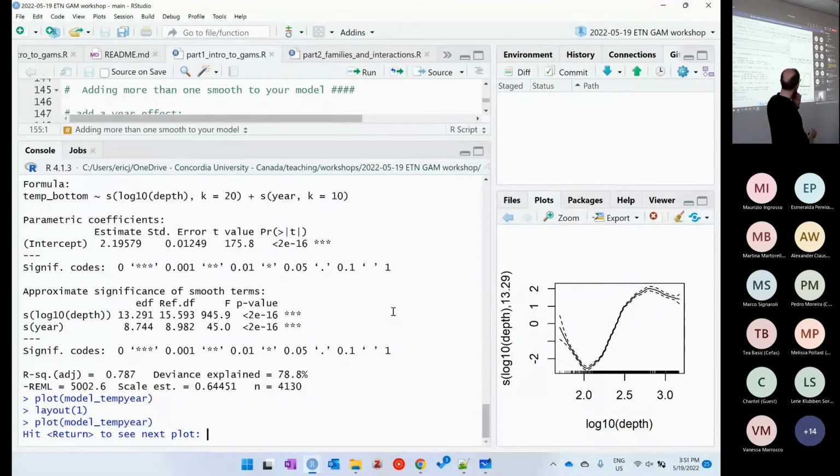So it's useful to think about how to interpret this. If we want to figure out what the temperature is for a given depth, it's going to be the depth at that specific point plus the intercept. So we have to add the functions together. This is just like a straight line function. This is a function for depth.